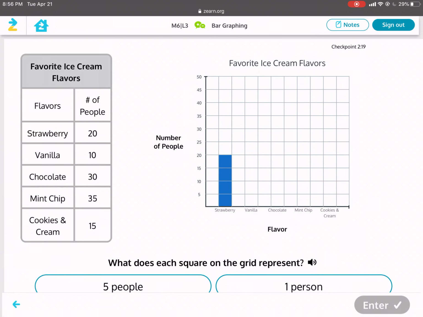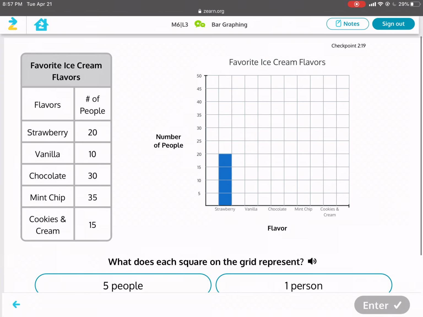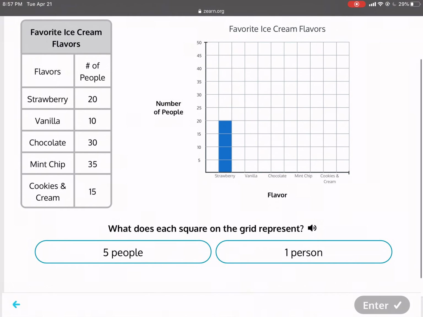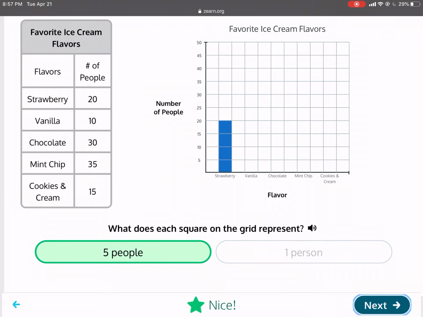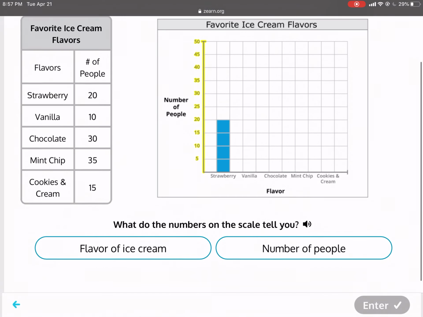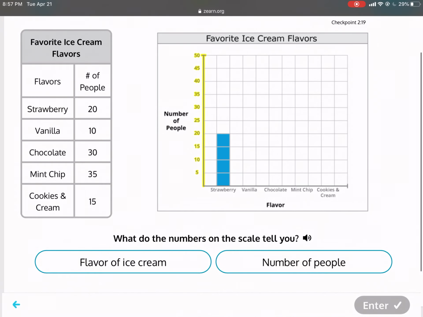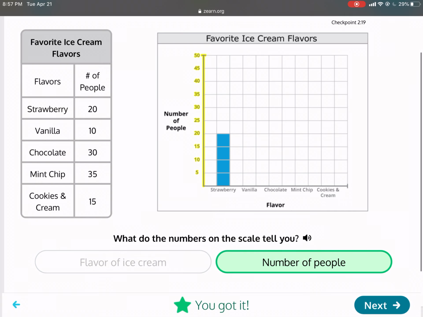Okay, we're going to continue this. So what does each square on the grid represent? Each square represents 5 people. I can tell by the left side of the graph that has the numbers on it. Every time there's a new square, it goes up by 5. So each square represents 5 people. The numbers on the scale tell us the number of people.